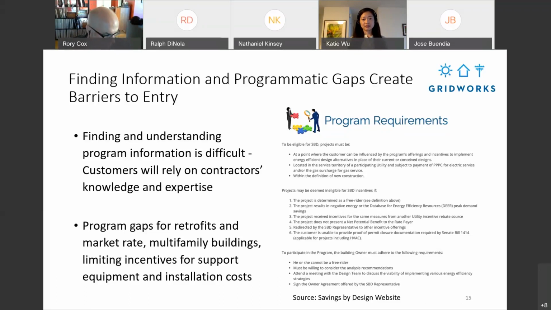And this is significant because more than half of California's multifamily buildings were constructed before there were building energy efficiency standards. So there is a lot of opportunity for building decarbonization within this building type, but seemingly a lack of program options at this point. Next slide, please.